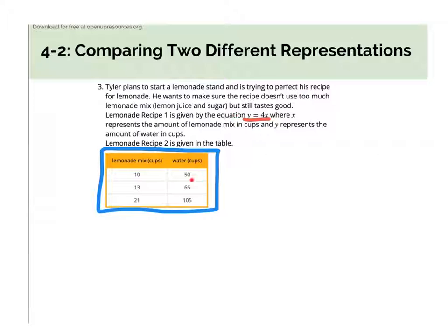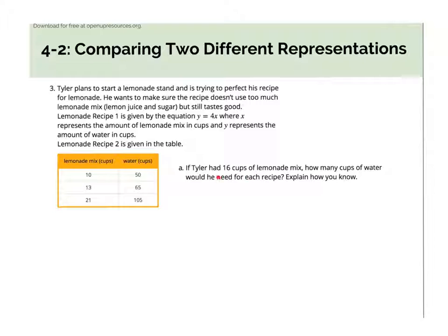I'll let you read A, B, and C and try your best. You can work with the partner again if you want to, and we'll go through it together after that. A, if Tyler has 16 cups of lemonade mix, how many cups of water would he need for each recipe? Explain how you know. We're going to have to use these rates.